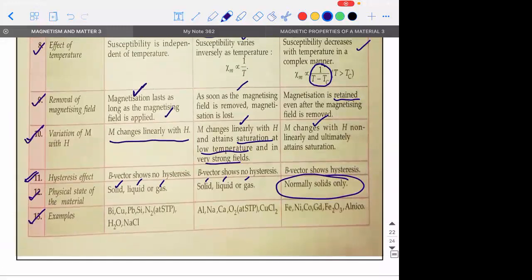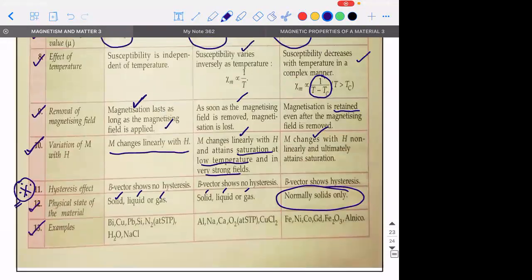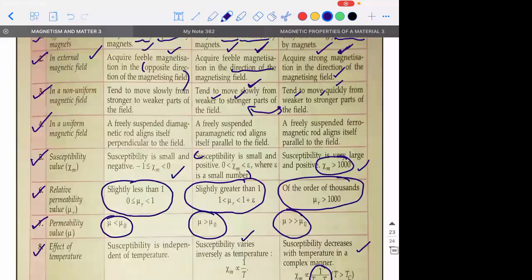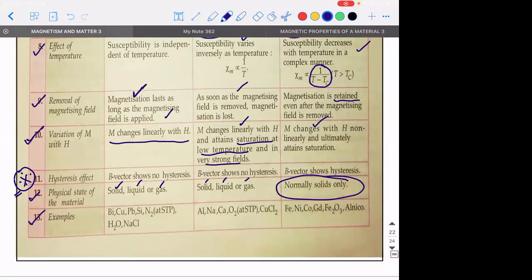So what does this hysteresis effect mean? That I will explain in the next class. By next class, we'll be completing this chapter. By tomorrow, this chapter will be over. That's small, because tomorrow I need to explain only the hysteresis effect and Earth's magnetism. If not tomorrow, maximum it will take one more class.